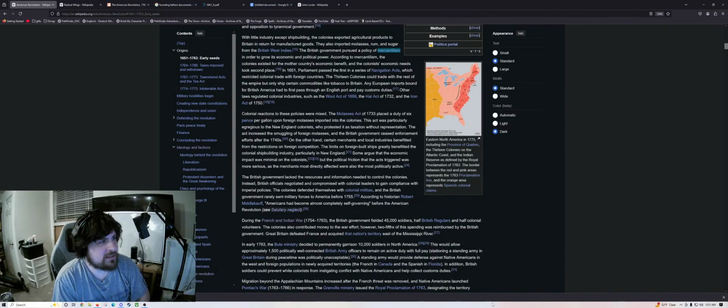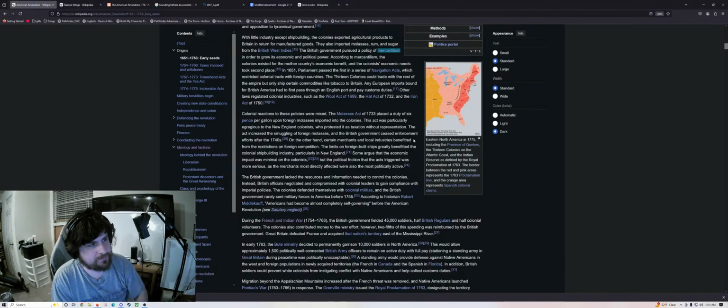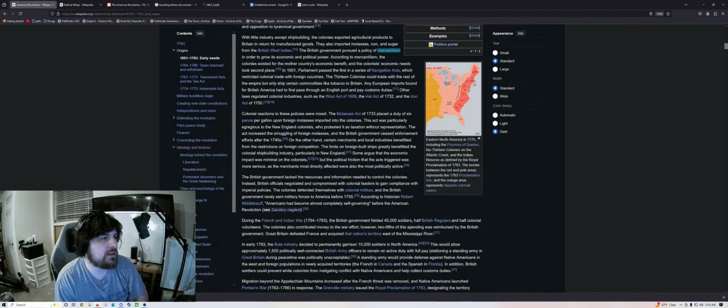According to mercantilism, the colonies existed for the mother country's economic benefit. The colony's economic needs took second place. Instead of seeing it as a mutual thing, it was: this trade needs to benefit me and not you. In 1651, Parliament passed the first series of Navigation Acts, which restricted colonial trade with foreign countries. This was a big deal. This was purely protectionism by the British, and purely to hurt the colonies. It probably hurt the British as well, because it meant their colony would grow slower. It was really, really stupid.